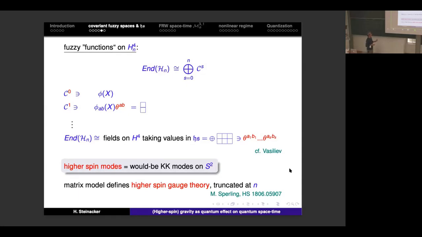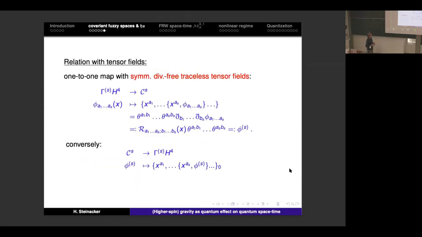Okay, so that's kind of the kinematics. One last slide on the relation with higher spin. This should be understood better. In fact, we started to work on this with Jenia. I think maybe the clearest way to interpret these modes as higher spin modes is the following. I claim that there's a one-to-one map from all these harmonics to symmetric, divergence-free, traceless tensor fields on H4. And you can write it down explicitly as follows.